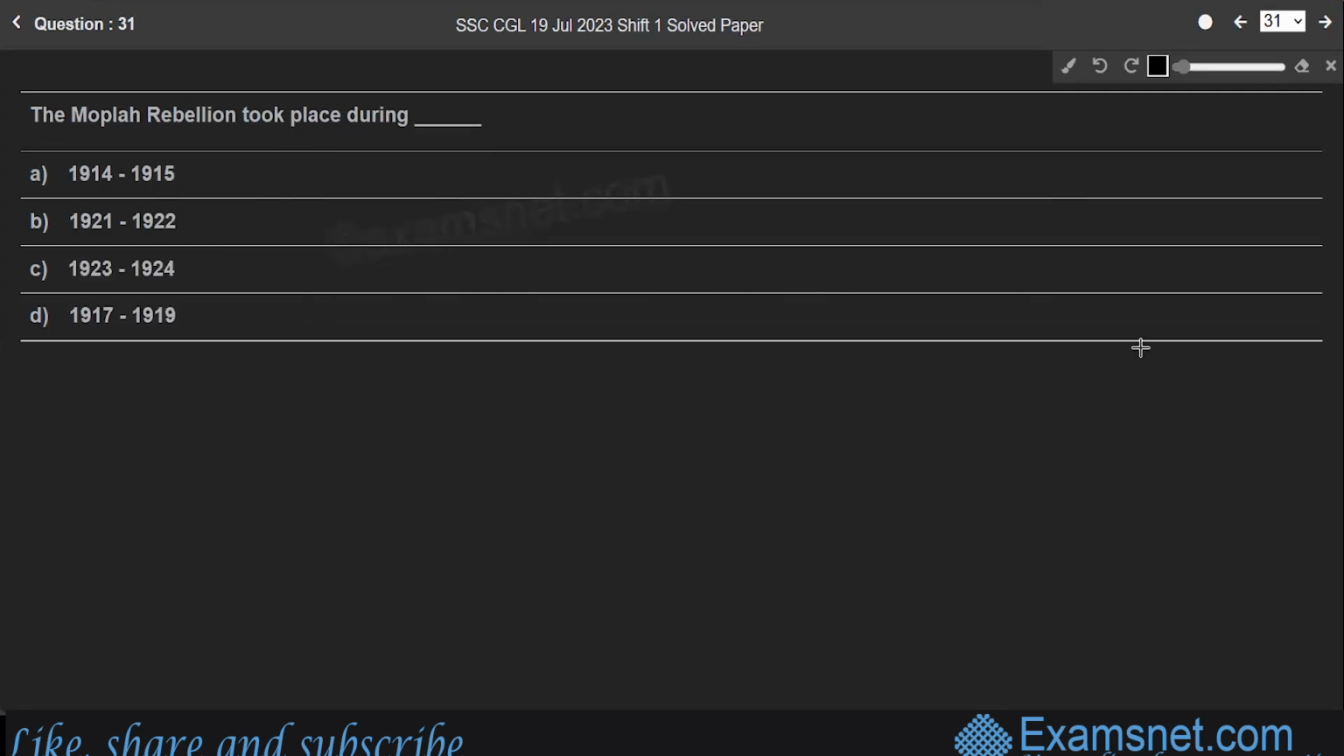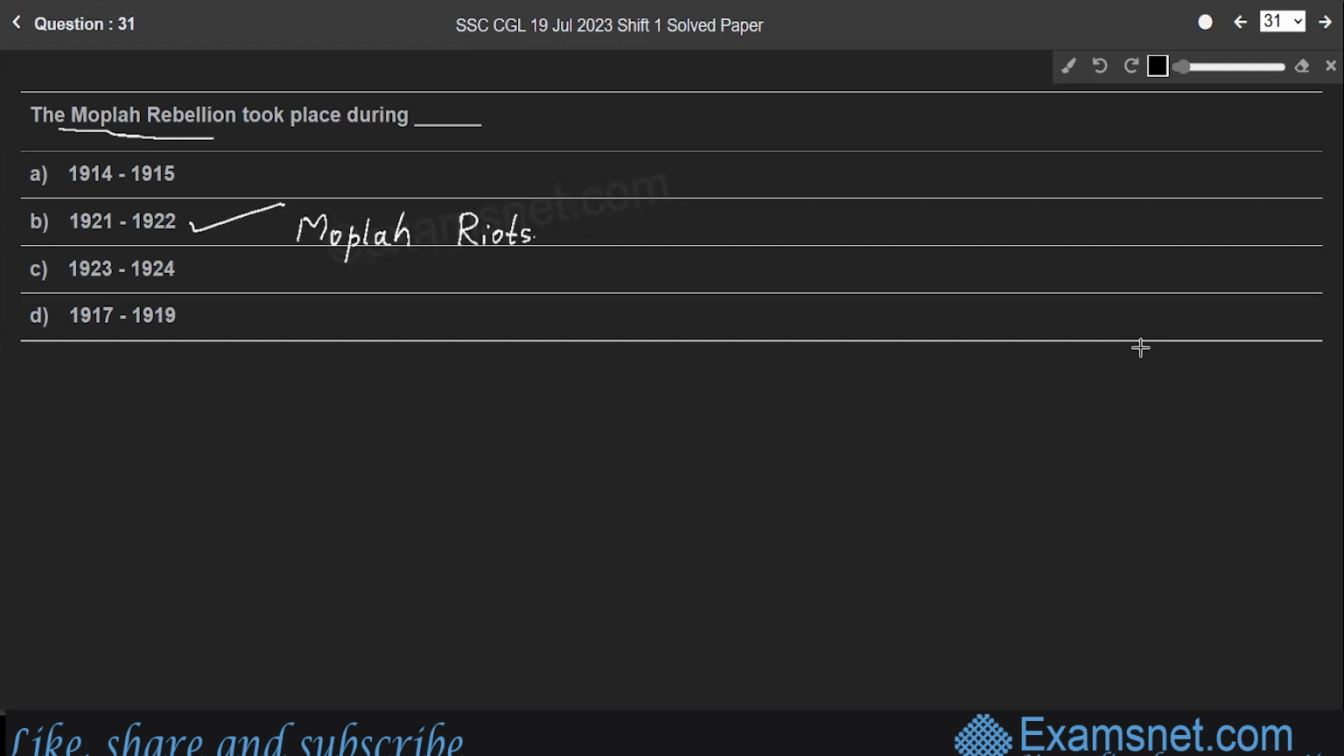Question 31. The Mopla rebellion took place during. So the Mopla rebellion, also known as the Mopla riots, took place in 1921 to 22. So option B is the right answer.